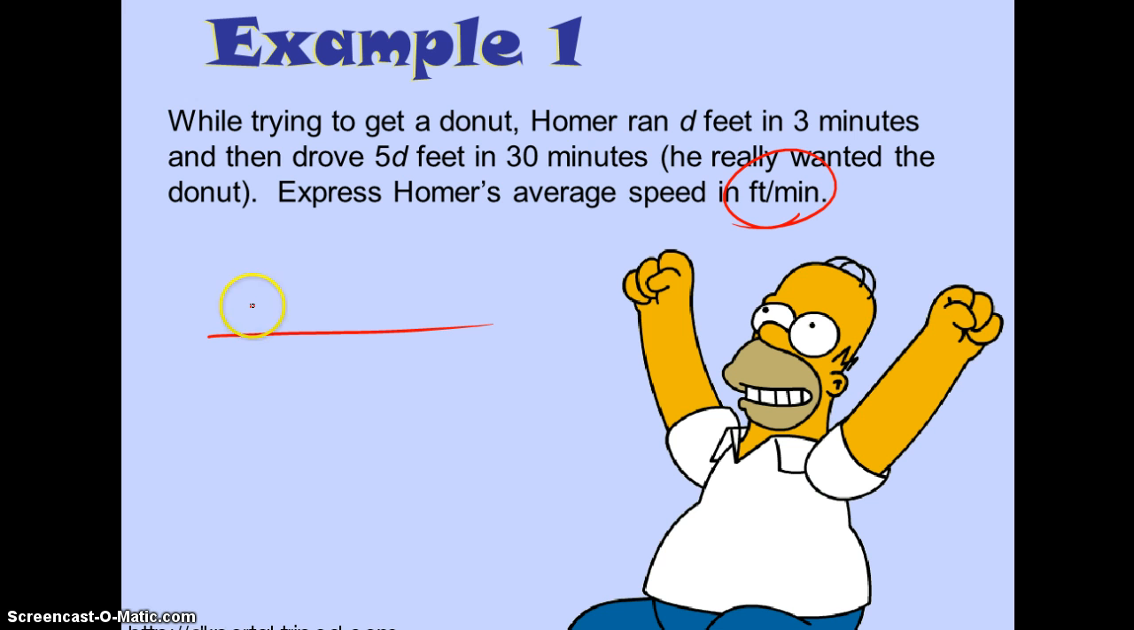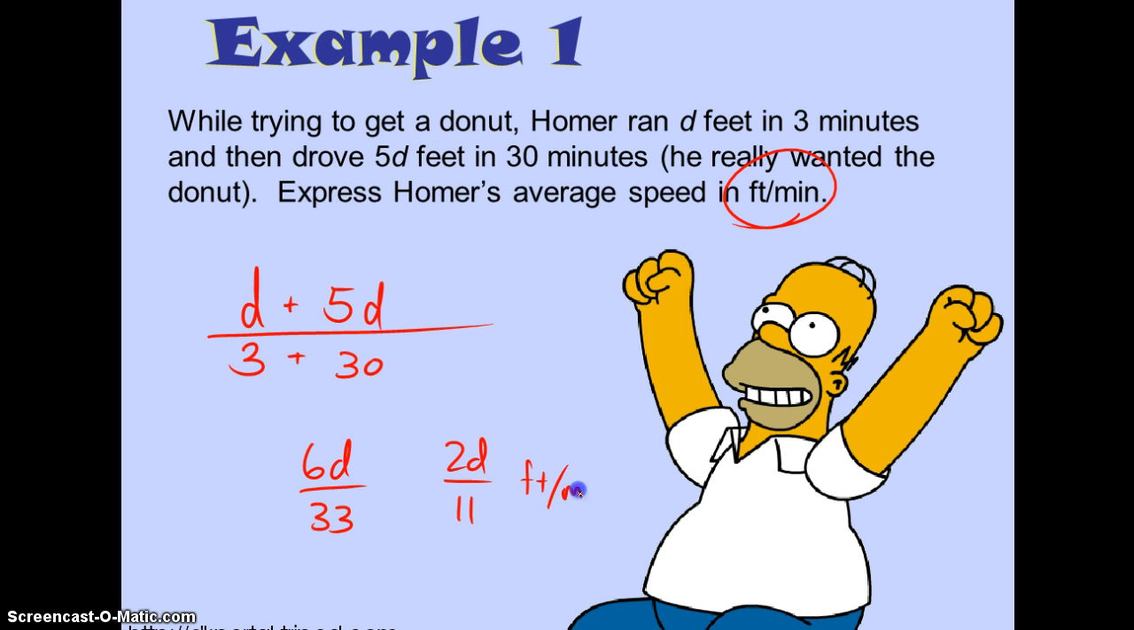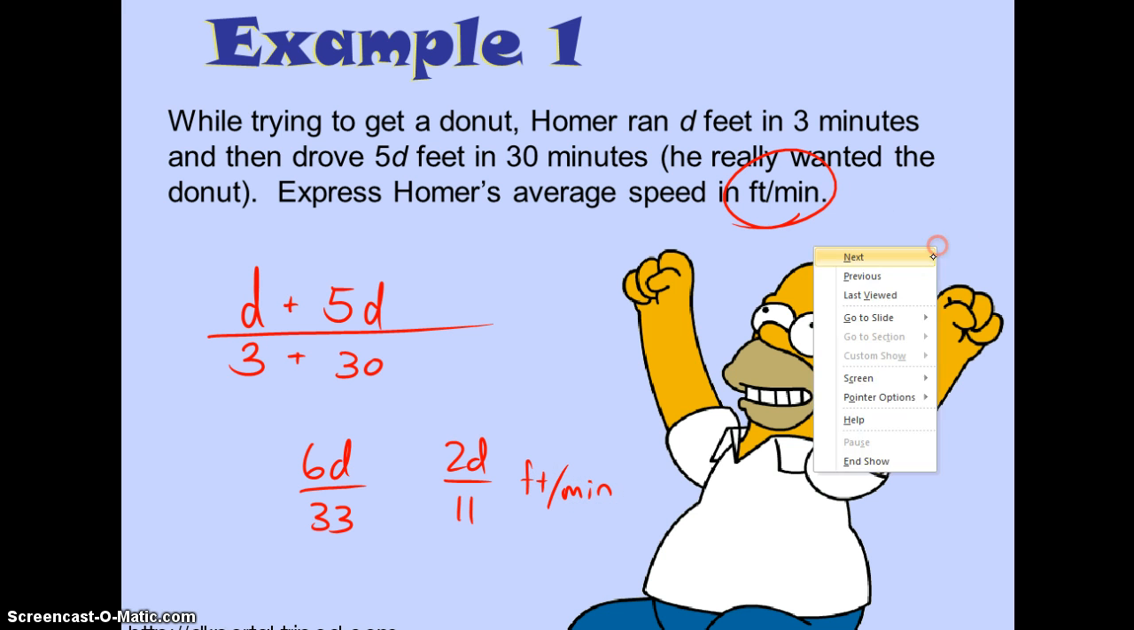So in the first scenario, he moves d feet in 3 minutes. In the second scenario, he moves 5d feet in 30 minutes. What do we want to do? We just want to add them up. So he moved a total of 6d feet over 33 minutes. Or if you prefer, 2d feet over 11 minutes. And that is his speed in feet per minute. So it's a pretty straightforward setup. Those units really help us stay organized as to what we want.